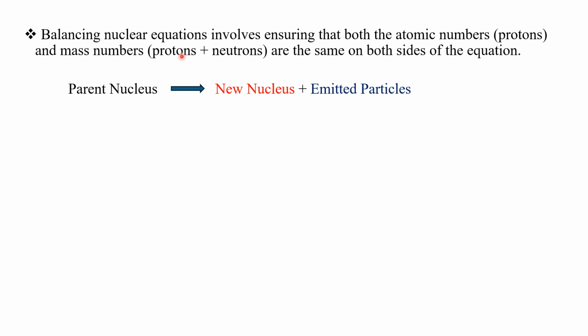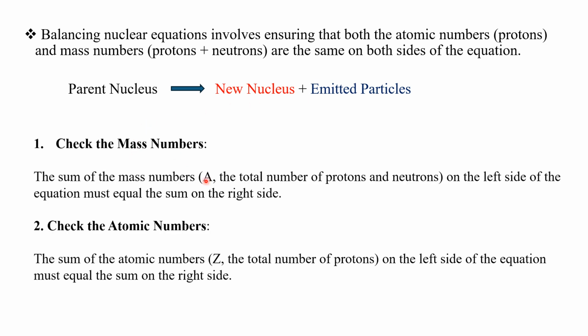Nuclear equations, like chemical equations, we write the reactant nucleus on the left-hand side. Our reactant nucleus is the parent nucleus, and then the reaction arrow, then the products. Products are the new stable nucleus plus the emitted particles. You may remember from the first presentation we discussed that there are three types of particles and one type of radiation emitted from unstable nuclei: alpha particles, beta particles, positrons, and gamma radiation.